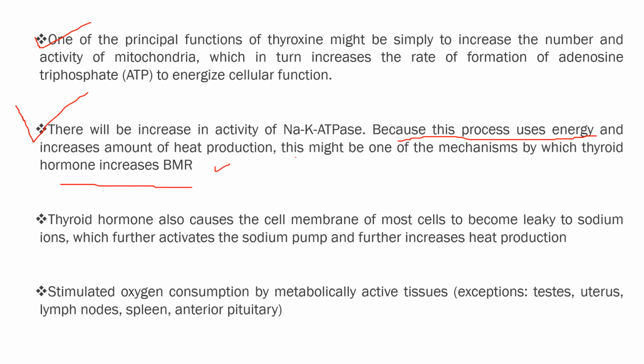Thyroid hormone also causes the cell membrane of most cells to become leaky to sodium ions, which further activates the sodium pump and further increases heat production. It stimulates oxygen consumption by metabolically active tissues, and we will see that the oxygen consumption will be increased in all tissues except testis, uterus, spleen, lymph node and the anterior pituitary. This is important. So there will be increased metabolic activity everywhere except testis, uterus, spleen, anterior pituitary, and the lymph nodes.